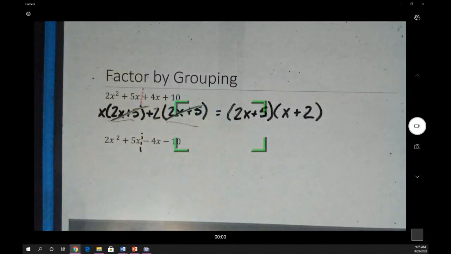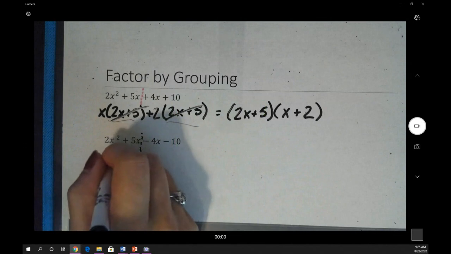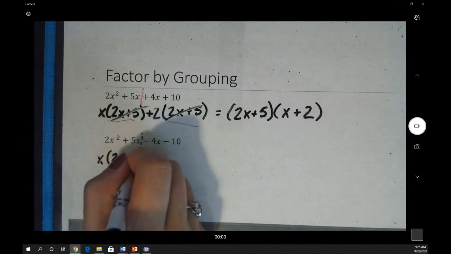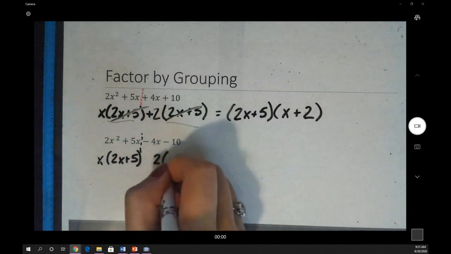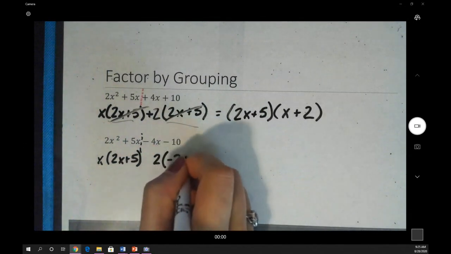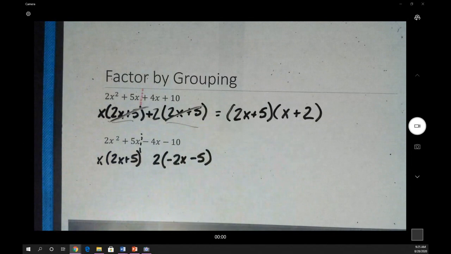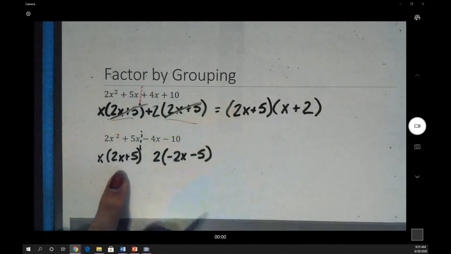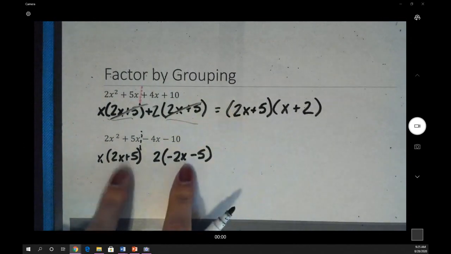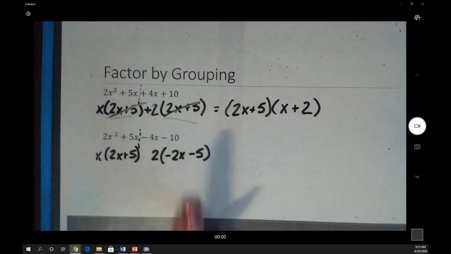Out of the 2x squared plus 5x, I can still factor out an x, leaving me with 2x plus 5. In the second group, I can factor out a 2, which would leave me with negative 2x minus 5. The problem is these now don't match. They have to match for me to be able to do like I did in the last one. So what do I need to do to make these match? Well, they're really, really close. The signs on this second set are just opposite of what they need to be.